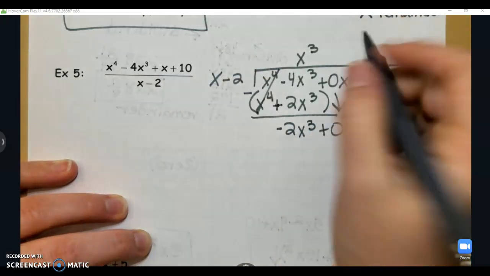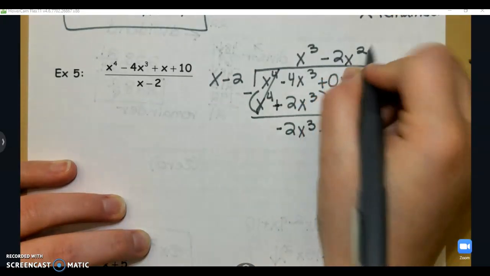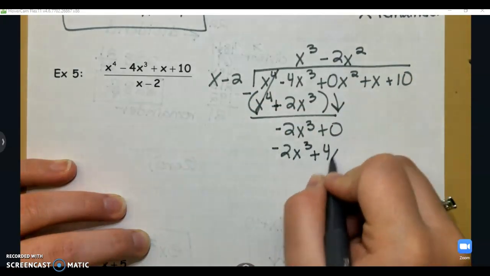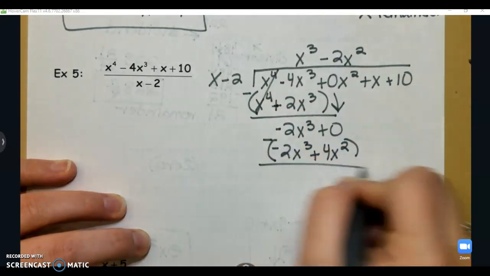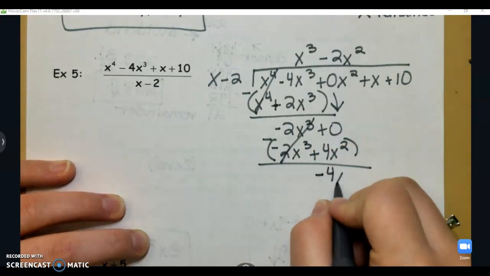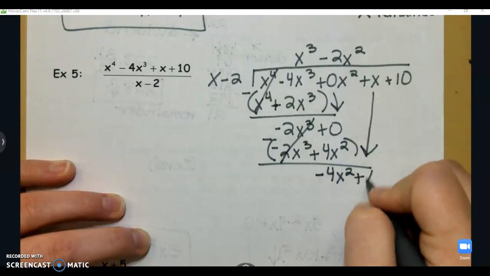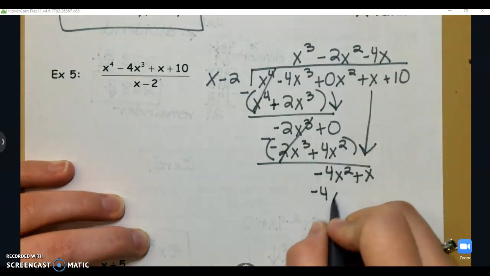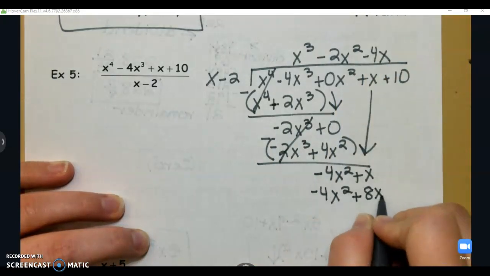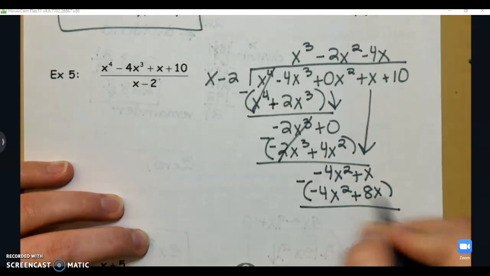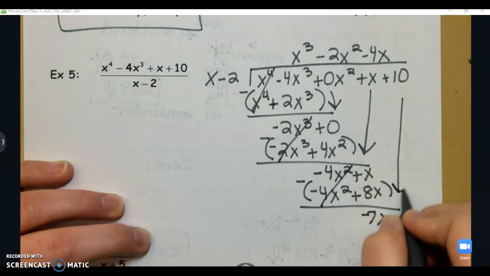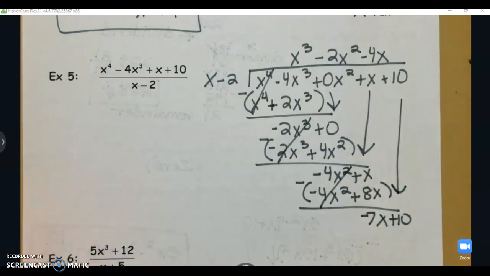I need to multiply x by minus 2x squared to get minus 2x cubed. Then I'm going to multiply again and subtract. So those cancel, and we're left with negative 4x squared. Bring down the x. I have to multiply x by minus 4x to get negative 4x squared. And then we can multiply again. I'm going to subtract. That cancels. And then I have x minus 8x, which gives us negative 7x. And then I'm going to bring down that last part of my dividend, which is 10.